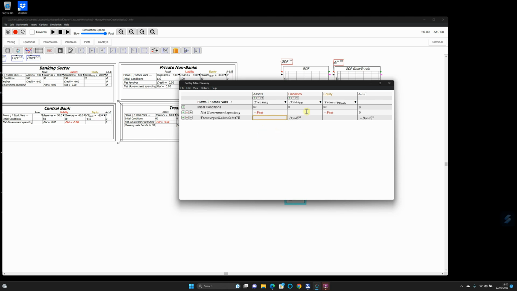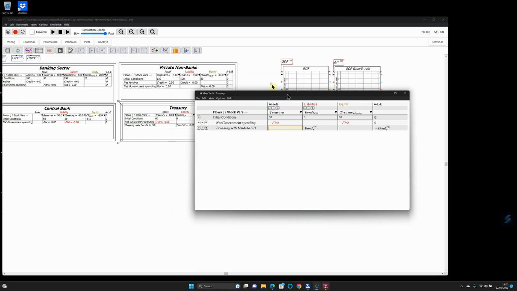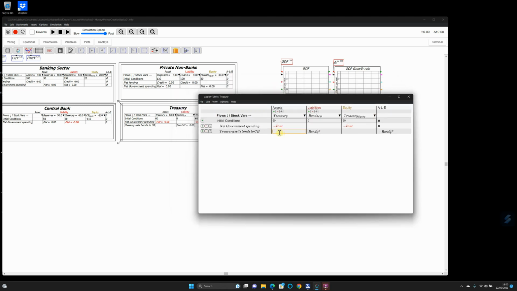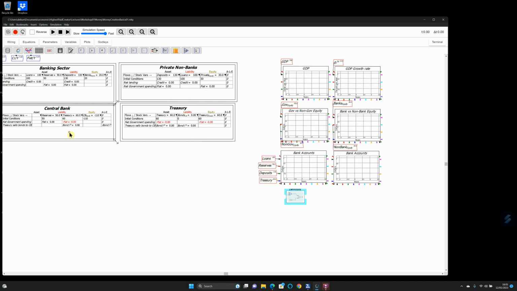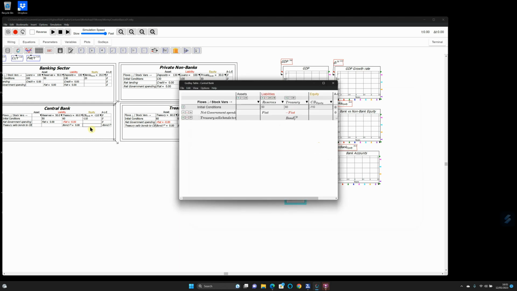And now, because it's increased the liabilities of the Treasury, it's also increased the asset, because this turns up as a sale that improves the amount of money in its account at the central bank. So I'm going to just type bond subscript T superscript CB again here. And then to show what that does with the central bank table, we now bring up the central bank's Godley table.